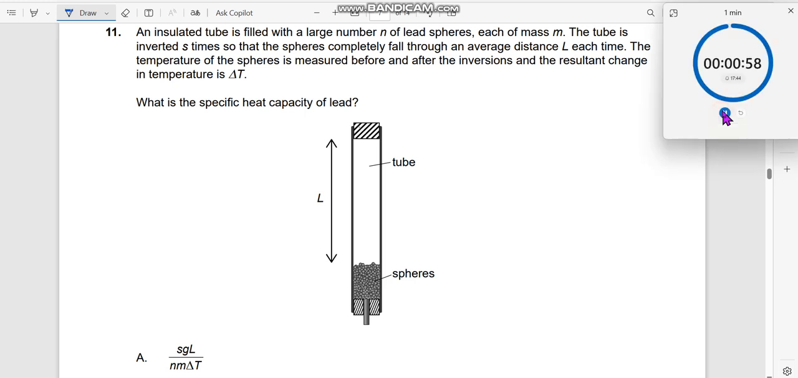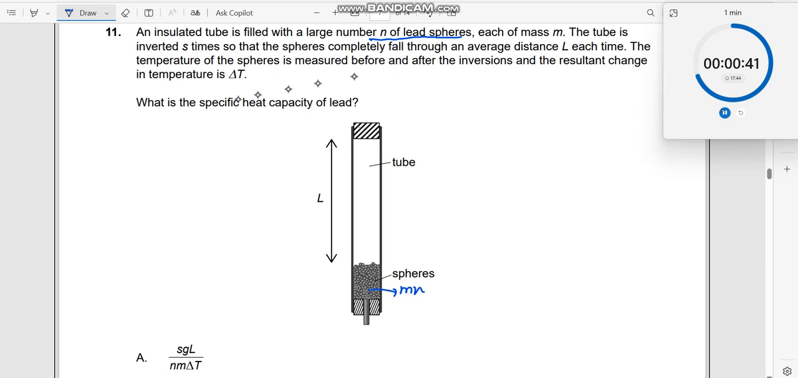Question number 11. An insulated tube is filled with a large number n of large spheres. The question is a bit complex; you need to analyze a lot. There are so many spheres, each of mass m. What's the total mass of the content here? The total mass should be m into n.